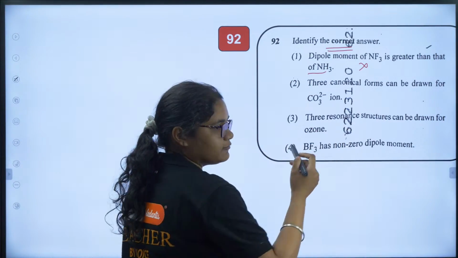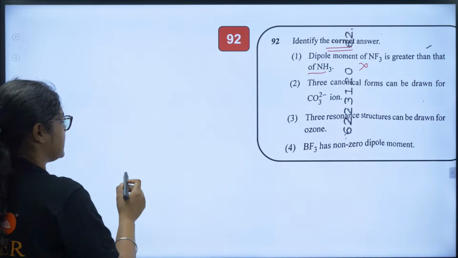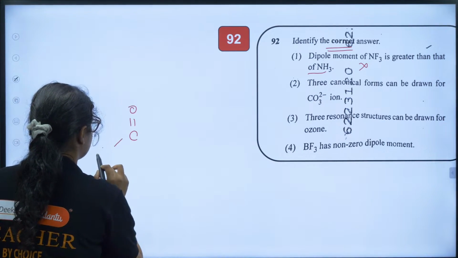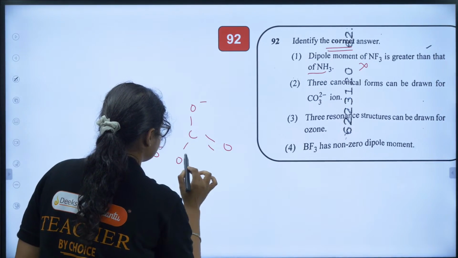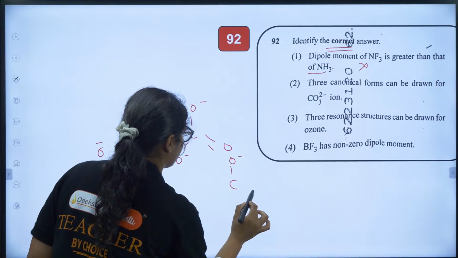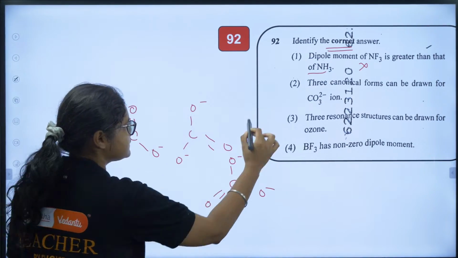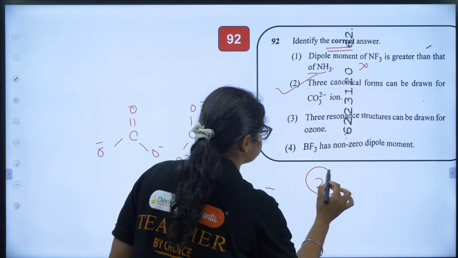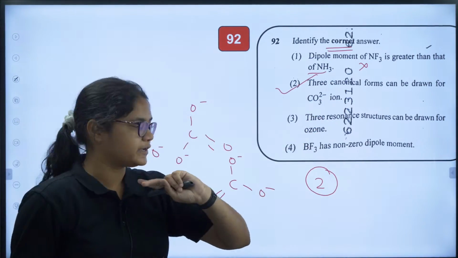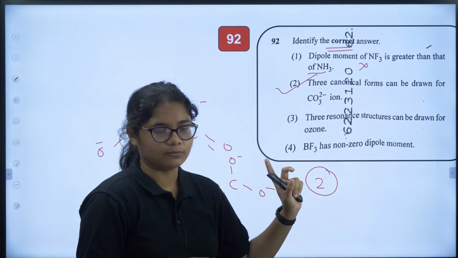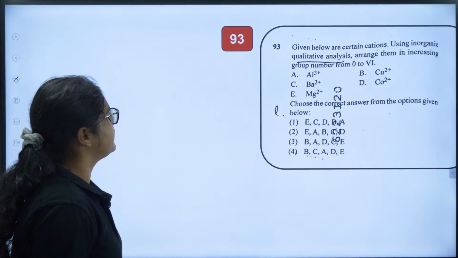There are 3 canonical forms of CO3 2-. Yes, this statement is correct. If you see, we can get 3 canonical forms like this, right? And we can have like this also, right? So this statement is correct. So the correct answer for this question is option number 2. Now the other statement is wrong because ozone has 2 structures and BF3 has a 0 dipole moment. Okay. Now coming to the next question.